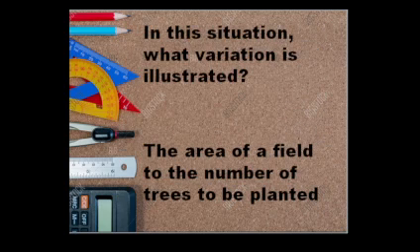In this situation, what variation is illustrated? The area of a field to the number of trees to be planted. This is a direct variation. Why? Because if you will plant many trees, you need to have a big area of a field.